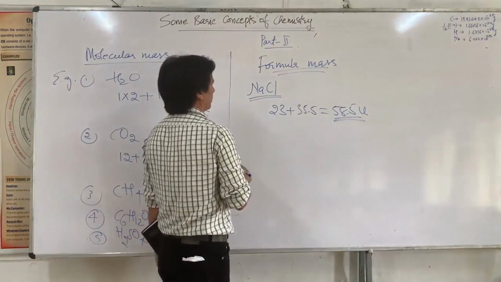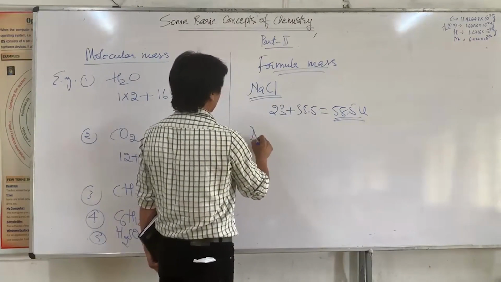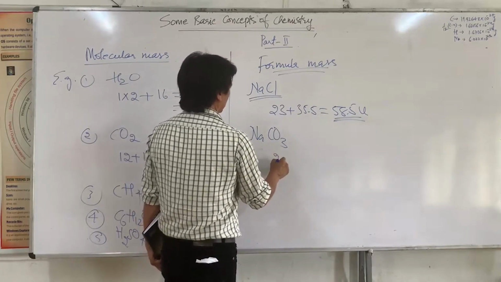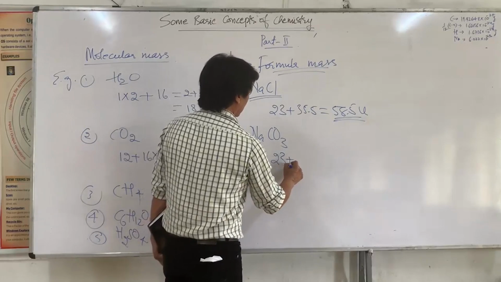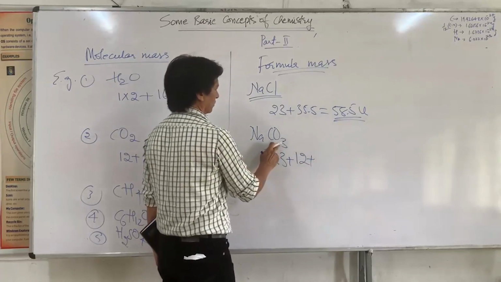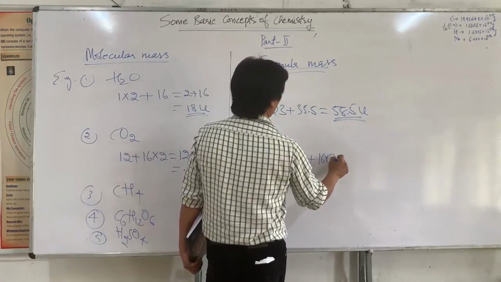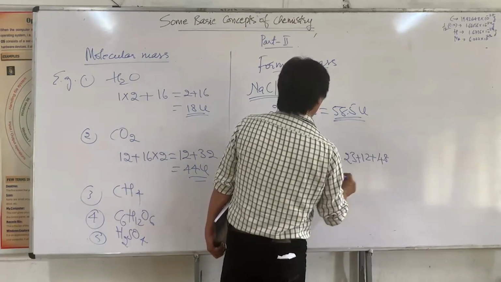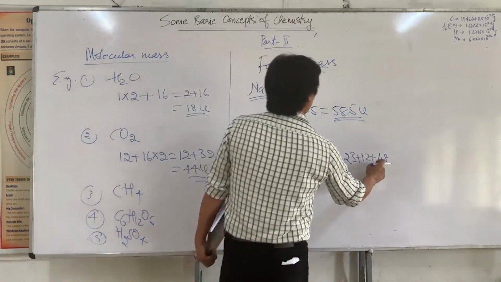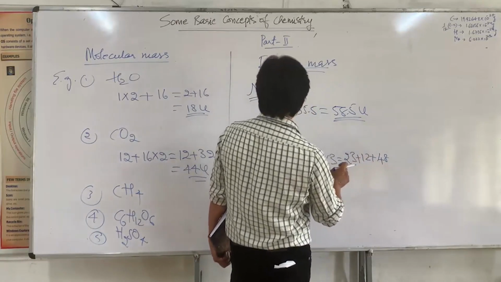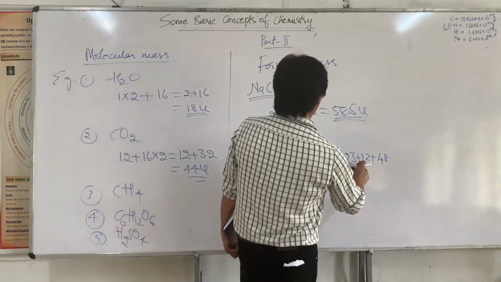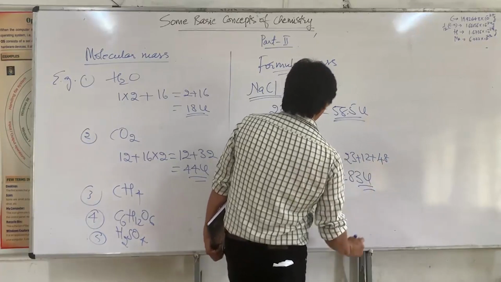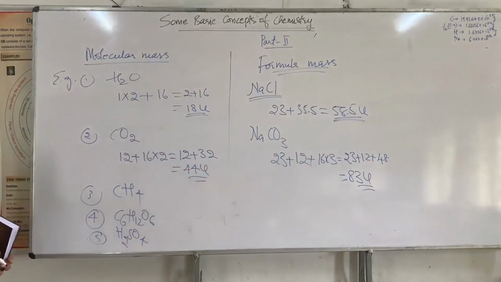If you want, you can take up, let's take sodium carbonate. Here, 1 atom of sodium has an atomic mass of 23, carbon is 12, and you have 3 atoms of oxygen, so it is 16 into 3, which is 48. It's going to be 23 plus 12 plus 48. When you add up all these, you get 83, if I'm not wrong. It's 83 unified mass. So this is all about formula mass.